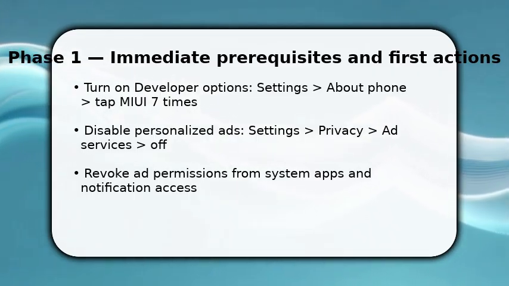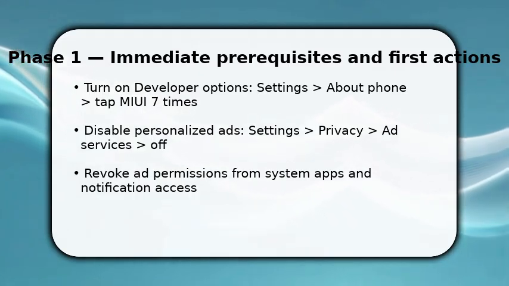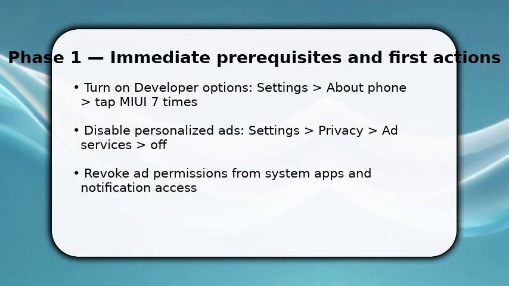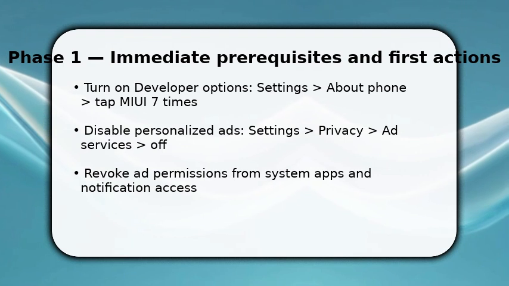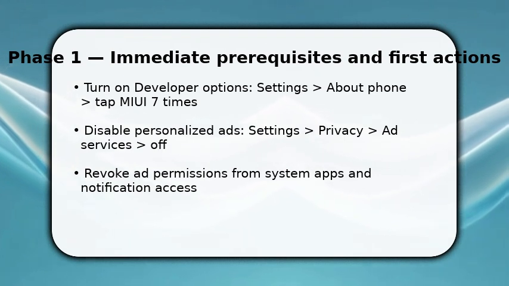Next, go into Apps, pick built-in MIUI apps that show ads, and revoke unnecessary permissions and notification rights. This prevents push ads. Do these steps now so later fixes aren't fighting background delivery.